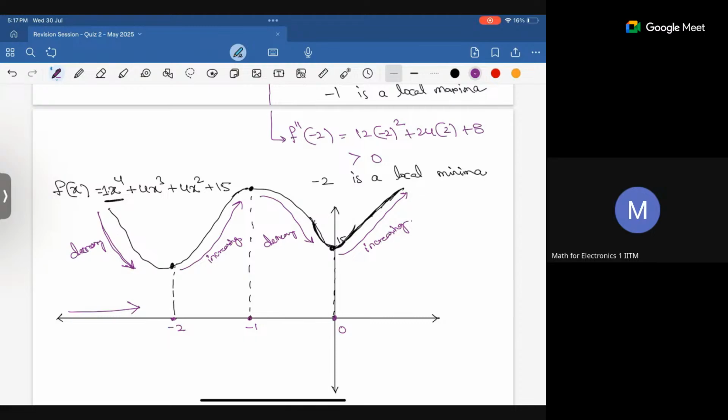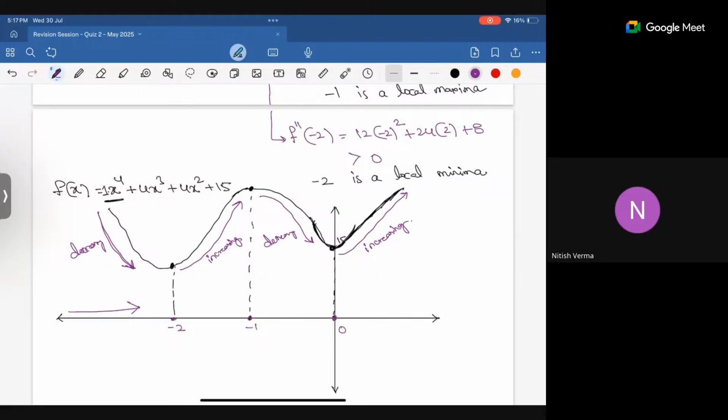If you only have these local minima and local maxima points, you can comment on in which interval the function will decrease and in which interval it will increase. But you cannot comment on the function values, whether it will be above the x-axis or below the x-axis. These things we cannot comment on.